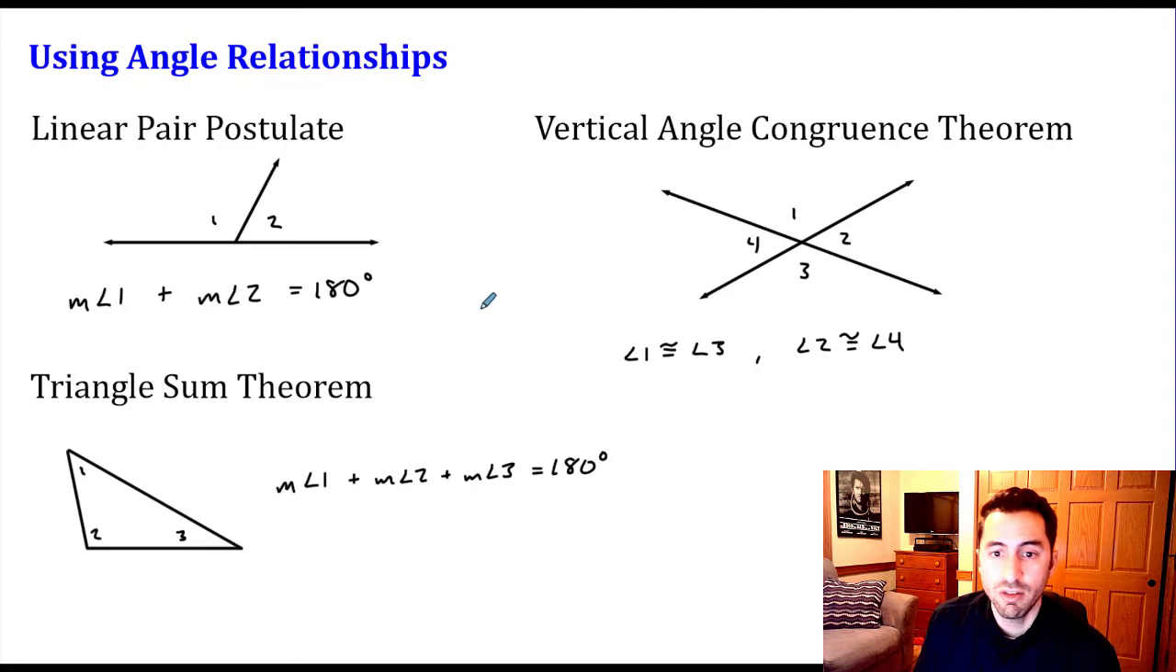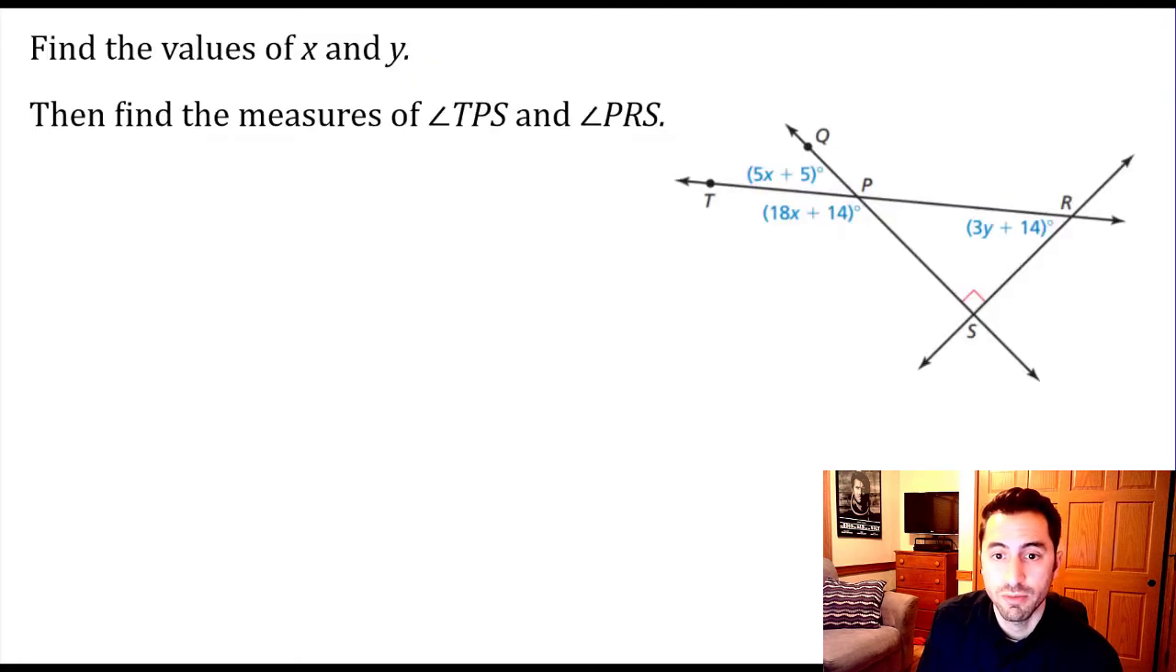Now let's use these in an example, and we'll talk about how we can use them to write and solve equations. Here I have a diagram. We have a lot of angle relationships going on, and what I want to do is write and solve some equations to find the values of x and y, and then after we do that, we can actually find some of these angle measures. So the first thing, let's find x.